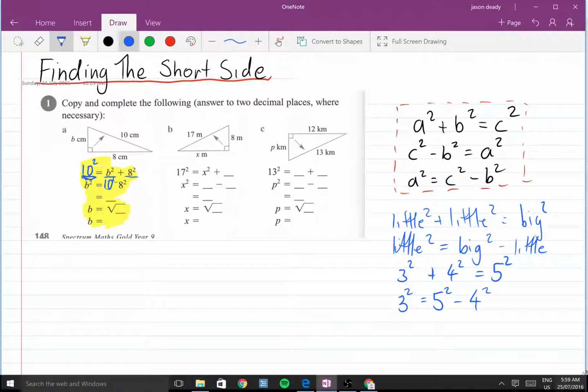10 squared is 100, minus 8 squared, which is 64, equals 36. And then b squared equals 36. So we square root both sides. That's what they've done next. And b equals 6, 36 square rooted. Therefore, b equals 6. And we're done.